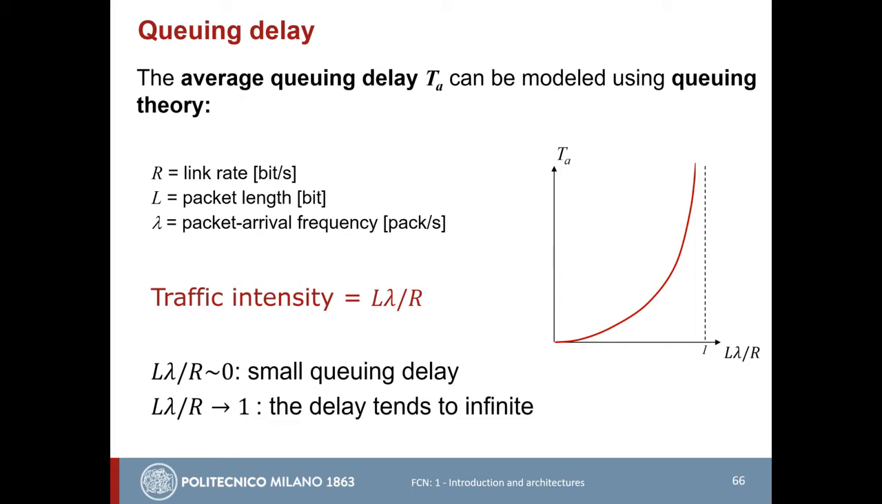You have the packet length, which is bits per packet. Then you have the arrival rate, which is packets per second, and here you have bits per second. So it is unitless now.